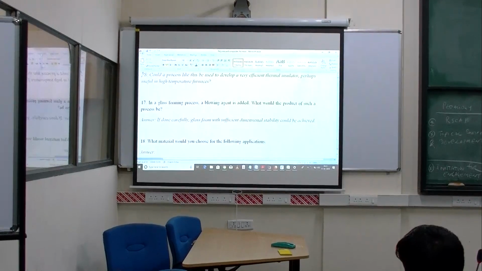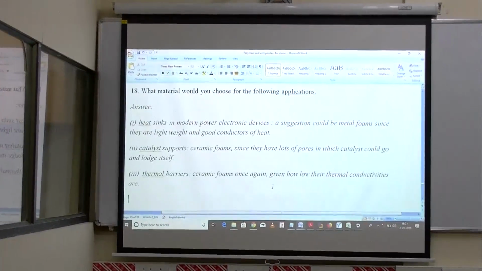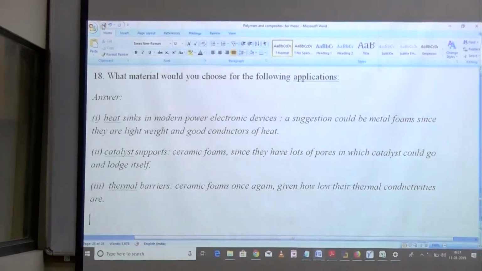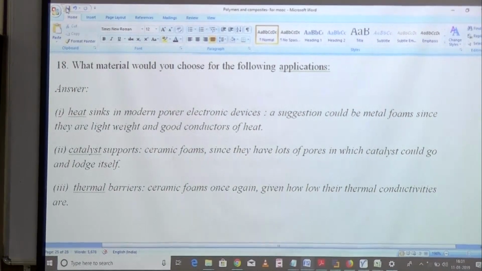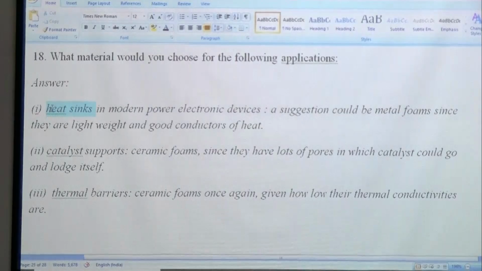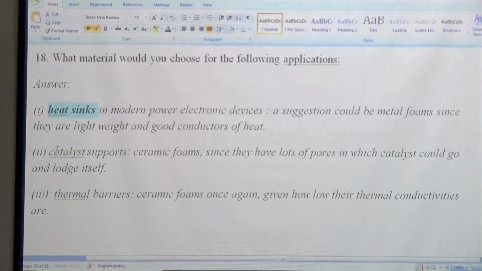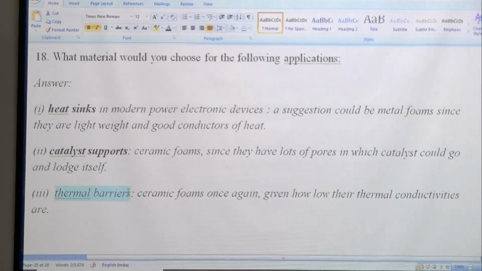Okay. Now the next question is this, and I have written the answer also. Maybe you can add more to the answer. The question is, what material would you choose for the following application? The first one is heat sink. I have given the answer also. Read the answer and tell me whether I am right, or can I improve my answer further? Catalyst support is the next one, and thermal barriers is the next one.